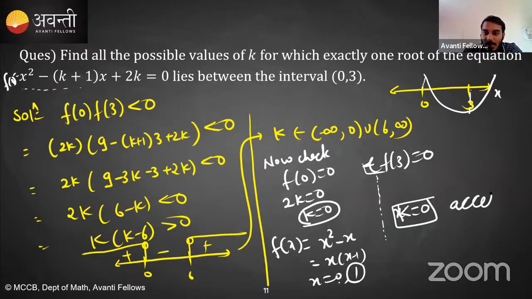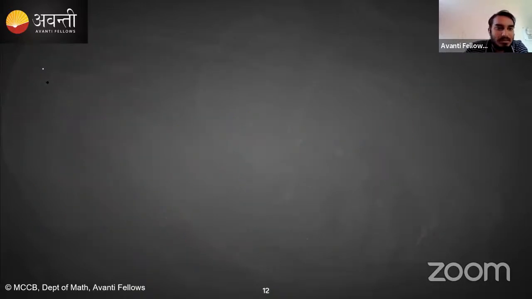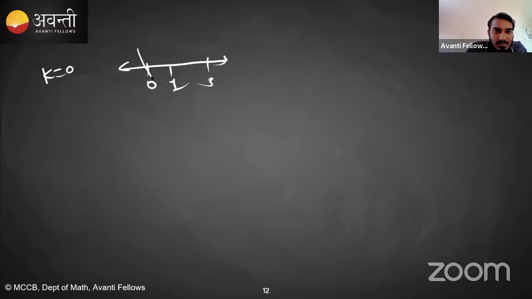Acceptable. Clear? Is this clear, that k equal to 0 is acceptable? Is this clear student? Tell me quickly. See, putting k as 0, one root of the quadratic expression is 0, another is 1, right? So one root is like this and another is this. See, exactly one root is lying between 0 and 3. Exactly one root is lying between 0 and 3. So it means k equal to 0 is an answer, right?